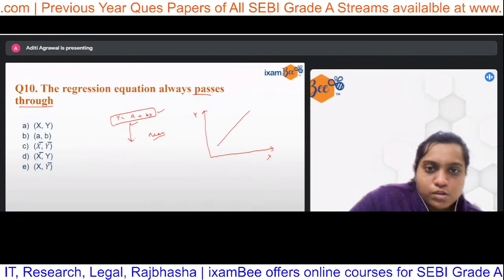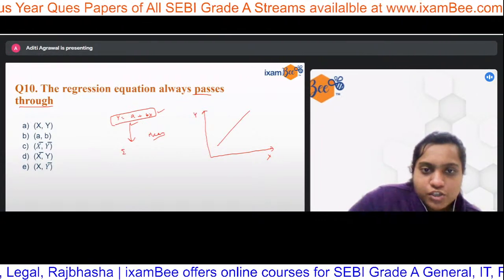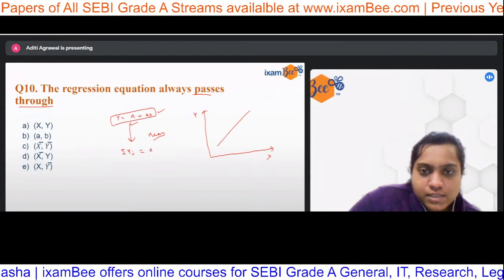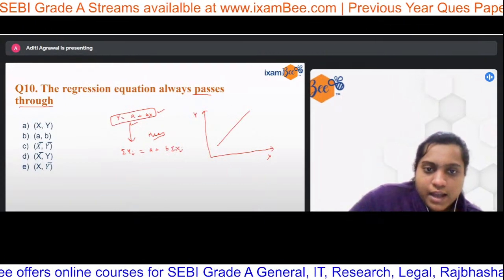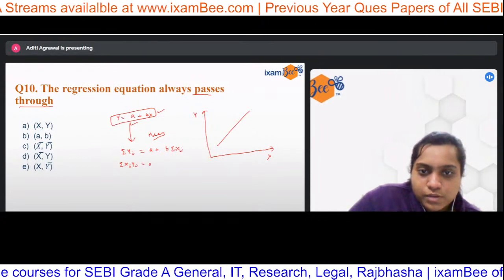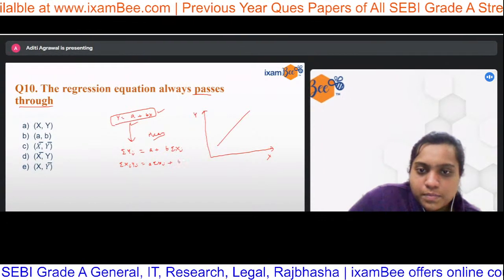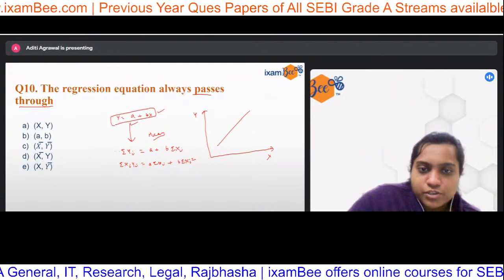You can also derive it using the normal equations. The first normal equation is summation yi is equal to a plus b summation xi, and the other normal equation is summation xi yi is equal to a summation xi plus b summation xi square. These are the two normal equations.